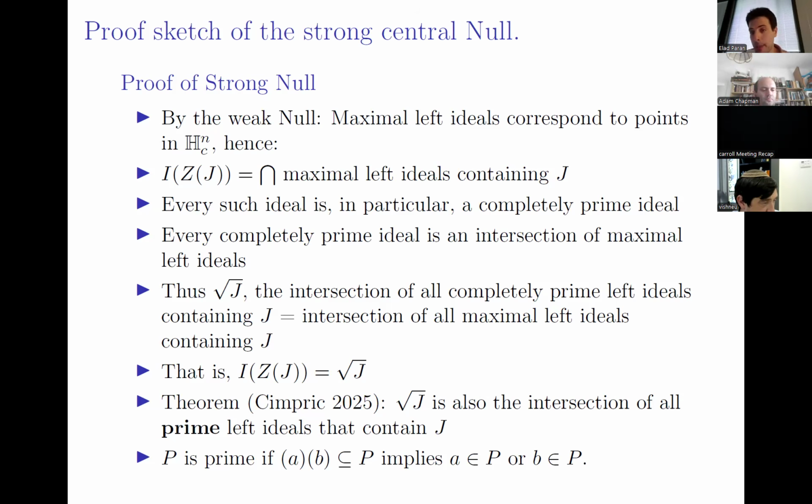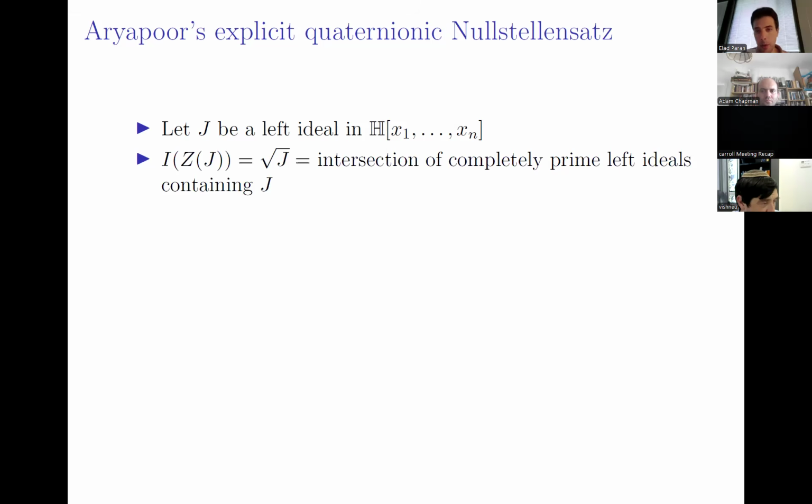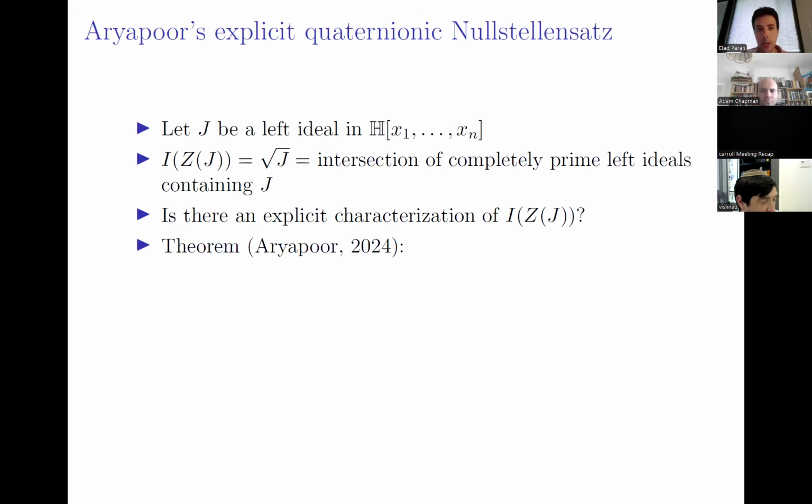So we thought about it at the time, and when we wrote the first paper, we couldn't see how to prove it, how to establish such a description. But then Masoud Aryapoor found such a description, and I'll describe it right now. You start out with the left ideal J in this ring. We have this theorem of ours, and then you can describe the radical as follows.